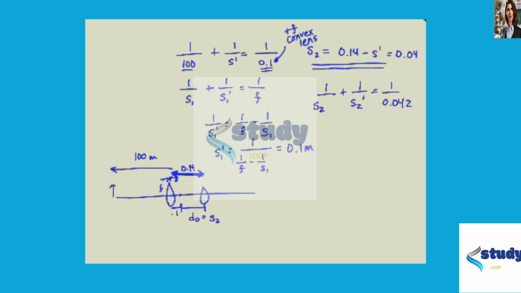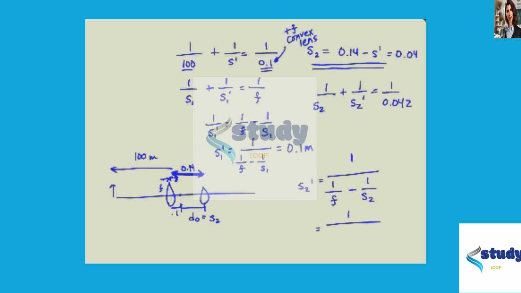So then now that we know S2, we can use that to solve for my S2 prime, which is the image being produced by the second lens. So that actually looks very similar to our first equation. So S2 prime equals 1 over our focal minus 1 over S2.